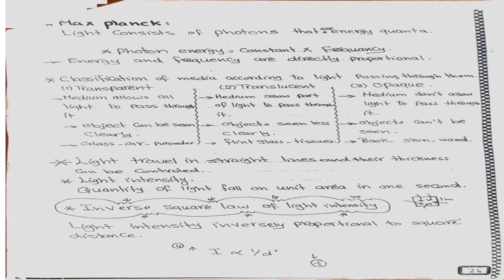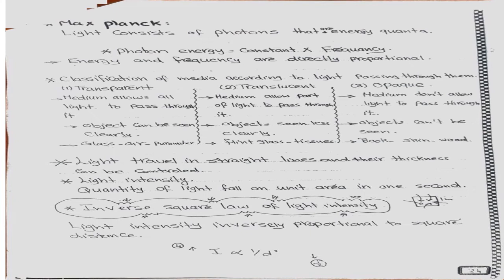Firstly, transparent medium is a medium that allows all light or most of the light to pass through it, and the object behind it can be seen very clearly.